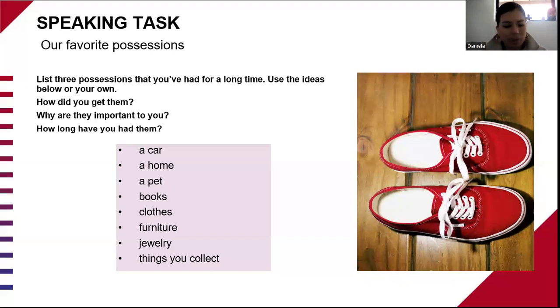How did I get them? Well, one I bought, the other one someone gave to me, and it has been the best. As I already said, they are important for me because they fulfill my life with love. And how long have I had them? My baby, my first baby, she's 13, almost 14 years old. So you know how long I have had her.